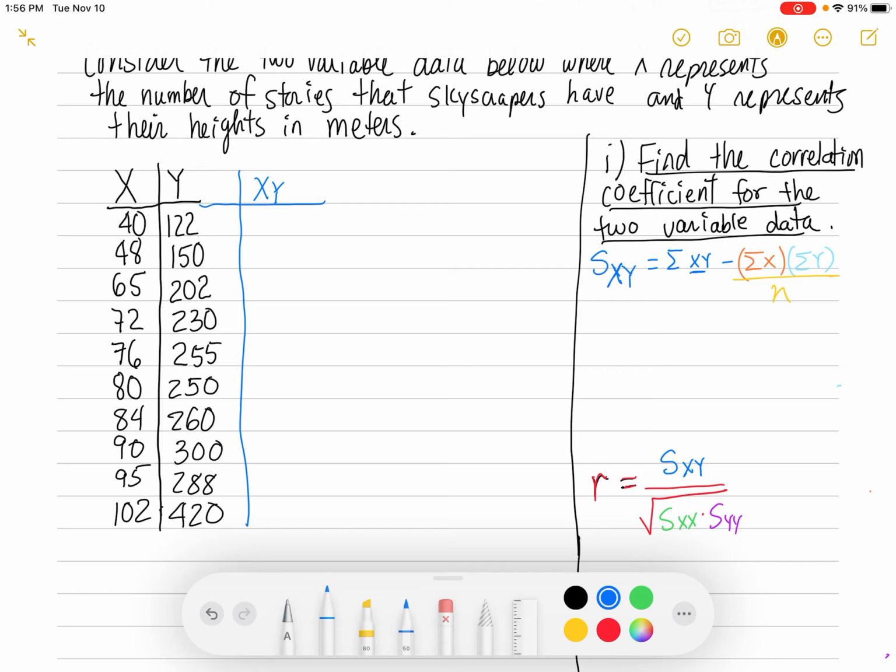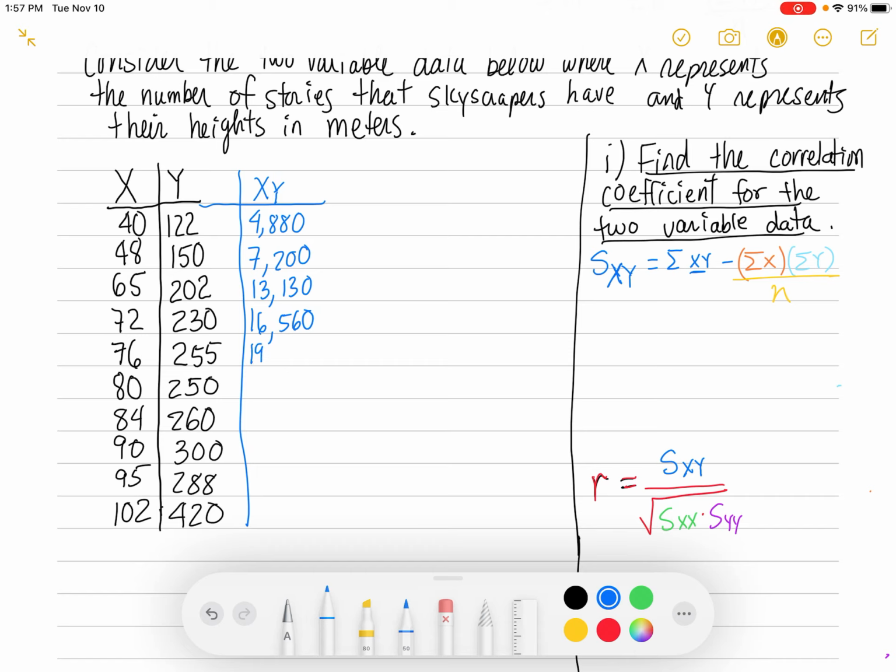So here goes. I'm going to have what? 40 times 122. It's going to give me 4,880. I have 48 times 150. That's going to give me 7,200. I'm going to take 65 times 202. That's going to give me 13,130. I'm going to take 72 times 230. It's going to give me 16,560.